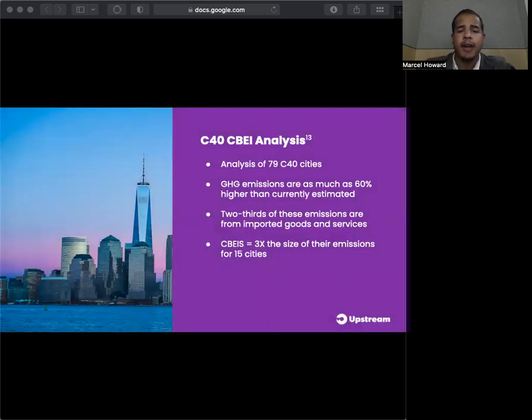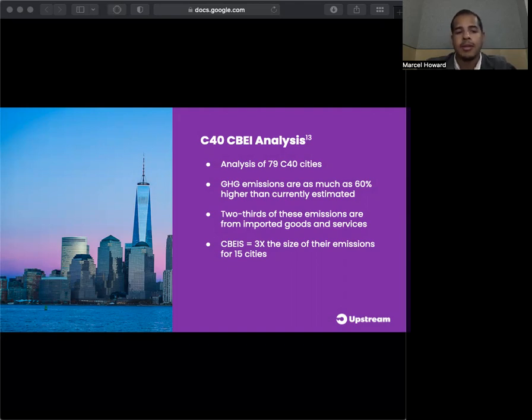CBIs are extremely valuable, as shown by C40, who did a CBI analysis of 79 of the C40 cities. C40 is a network of mayors of nearly 100 world-leading cities collaborating to deliver the urgent action needed right now to confront the climate crisis. C40's mission is to halve the emissions of its member cities within a decade, while improving equity, building resilience, and creating conditions for everyone, everywhere to thrive.